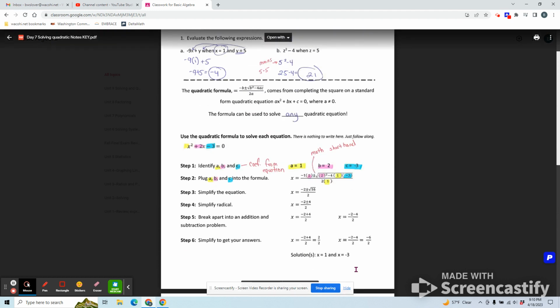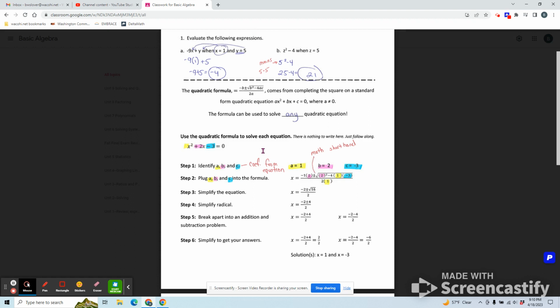So today we focused on using the quadratic formula. You're identifying A, B, and C, you're plugging it in, and then you're doing just some button mashing on your calculator.